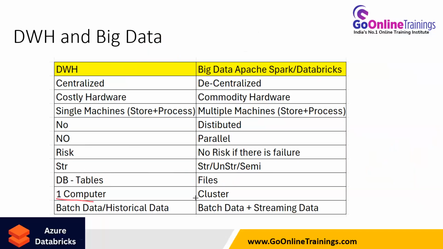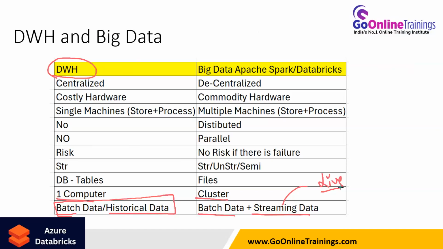So one computer here, cluster here. Batch data and historical data, you can have it. So here, batch data plus streaming data. A data warehouse cannot deal with streaming data. Streaming data means live data, the data continuously arriving. That is the data big data can process, especially your Spark engine can process live data, streaming data.